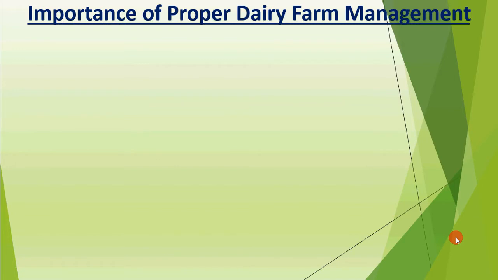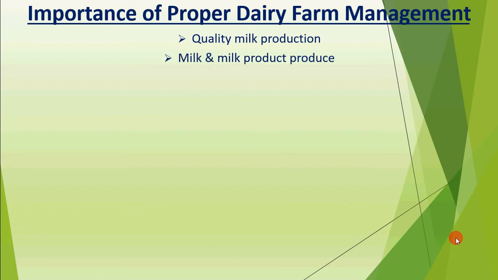Next, we have to understand the importance of proper dairy farm management. What is the importance of management in a dairy farm? Here you see, we have to collect quality milk production. If you want quality milk production, you have to follow proper management. If you do not maintain the management, then the labor or employees do not work properly. They may not even provide food to the cow on time. That means the production will not increase, or you cannot get quality production.